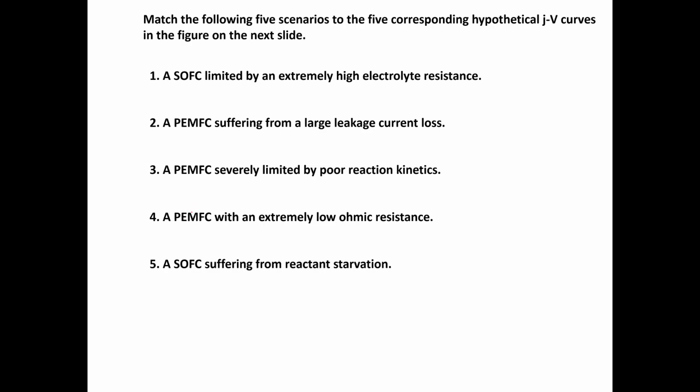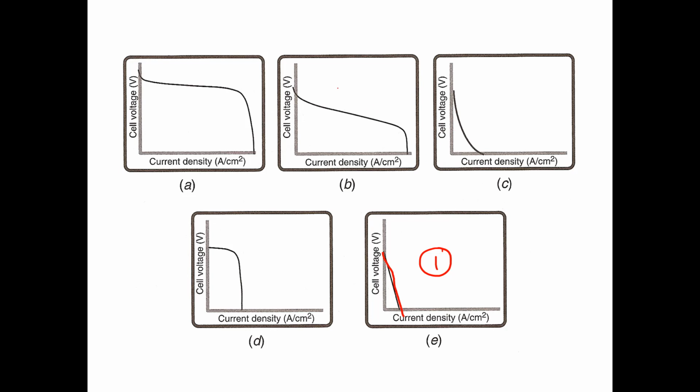Okay, so let's go ahead and do this. The second scenario is a fuel cell suffering from a large leak current loss. In that case, that would be represented by B here. You can see a little shift of the performance curve to the left, representing a current leak.